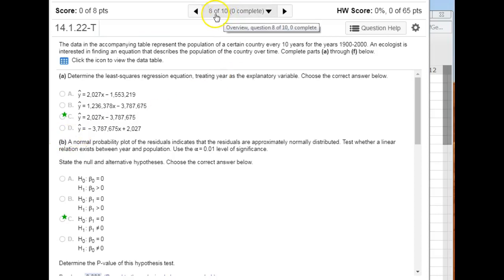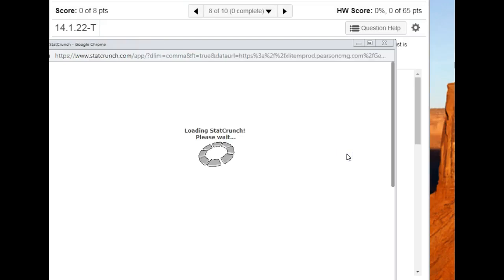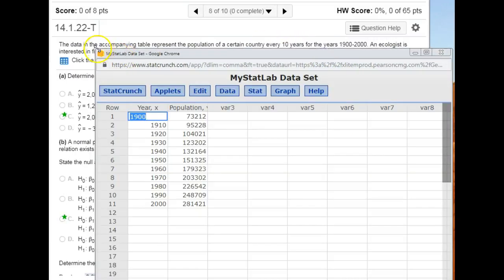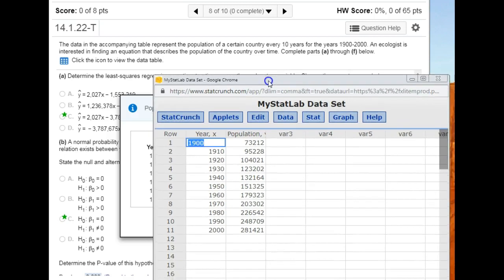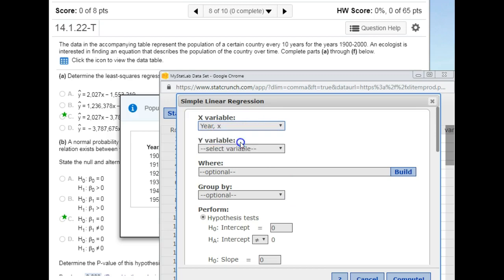In number 8, we're looking at the population of a certain country every 10 years. And here's our data that we're going to want to open in StatCrunch. Well, we just want to see if, as time passes, the population is growing at a predictable linear rate. So we're going to go to regression, simple linear, and we're going to see if the year can help predict what the population will be.